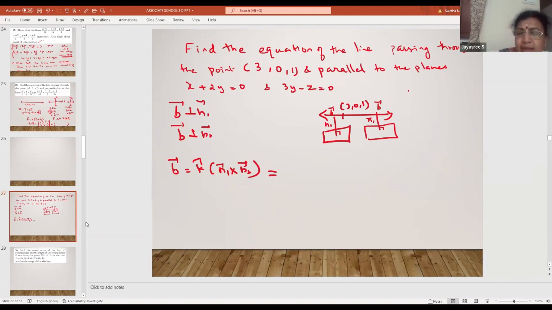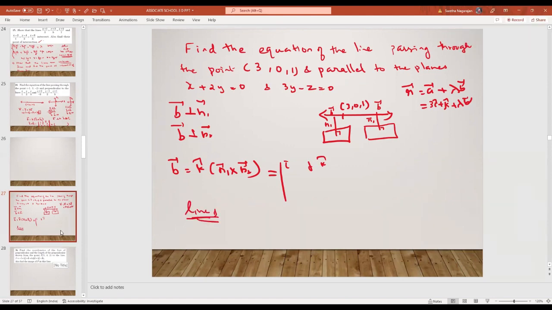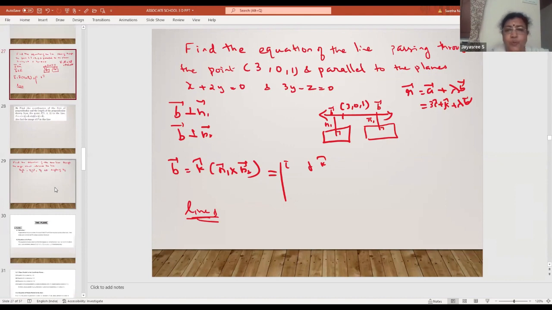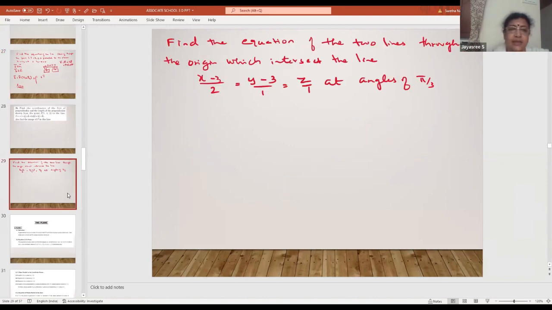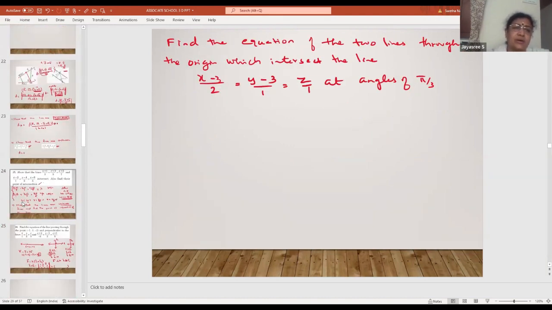Similarly, writing line R vector is equal to A vector plus lambda B vector. They are able to find it: 3i plus 0j plus k plus lambda times B vector. B vector comes from here, writing i, j, k, they will be able to get it. Fine. Another question which we come across in the new pattern, it is not there in the reader. When we are talking about this particular part, show that the lines are intersecting lines, not there in the reader.